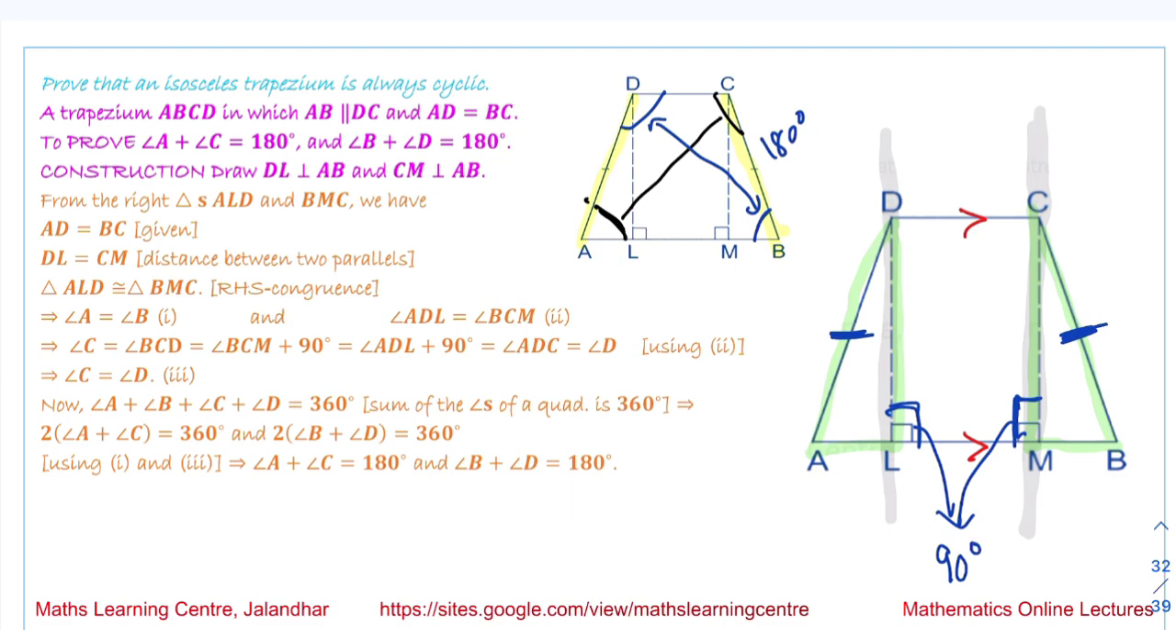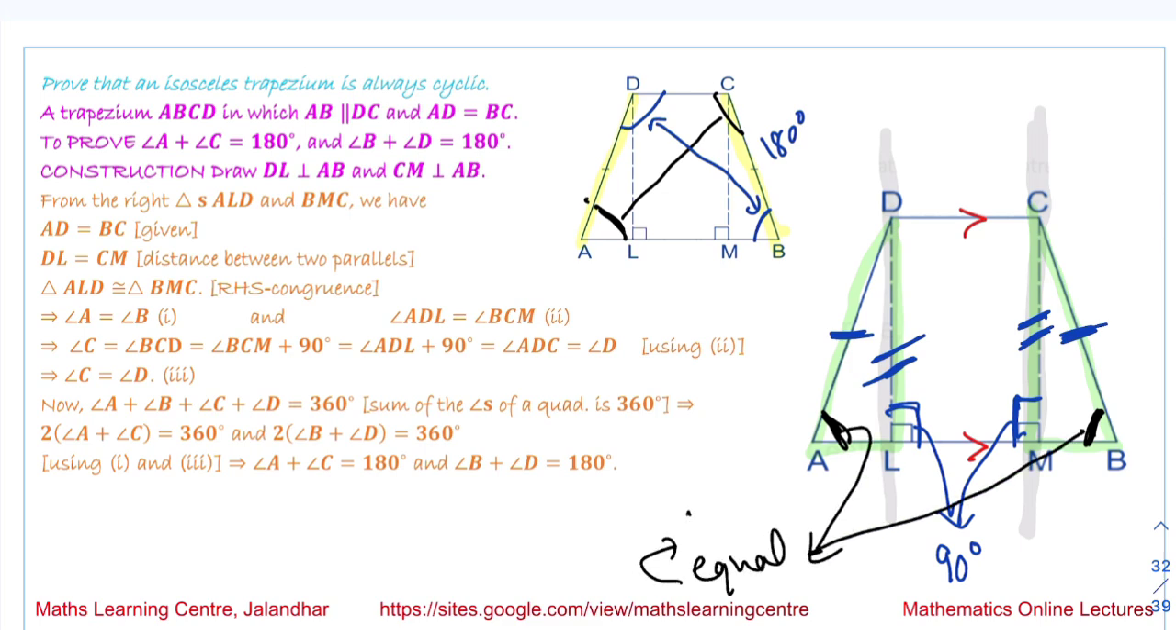And we know that these two lines are parallel to each other. It means that the distance DL will be equal to the distance CM. These two distances DL and CM are also equal to each other. So both these triangles are congruent to each other by RHS congruence criteria. So this gives us that angle A and angle B are equal to each other by CPCT.